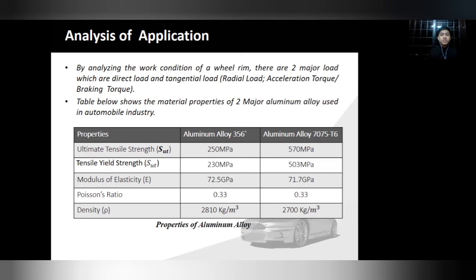By analyzing the work condition of a wheel rim, there are two major loads, which are direct load and tangential load. Based on panel 1, there are two major aluminium alloys used, which are aluminium alloy 7075-T6 and aluminium alloy 356. The table below shows the properties. We can see that aluminium alloy 7075-T6 is higher in ultimate tensile strength and tensile yield strength than aluminium alloy 356. In modulus of elasticity, Poisson ratio, and density, there is not much difference between these two aluminium alloys. So we can conclude that aluminium alloy 7075-T6 is a higher grade than aluminium alloy 356.